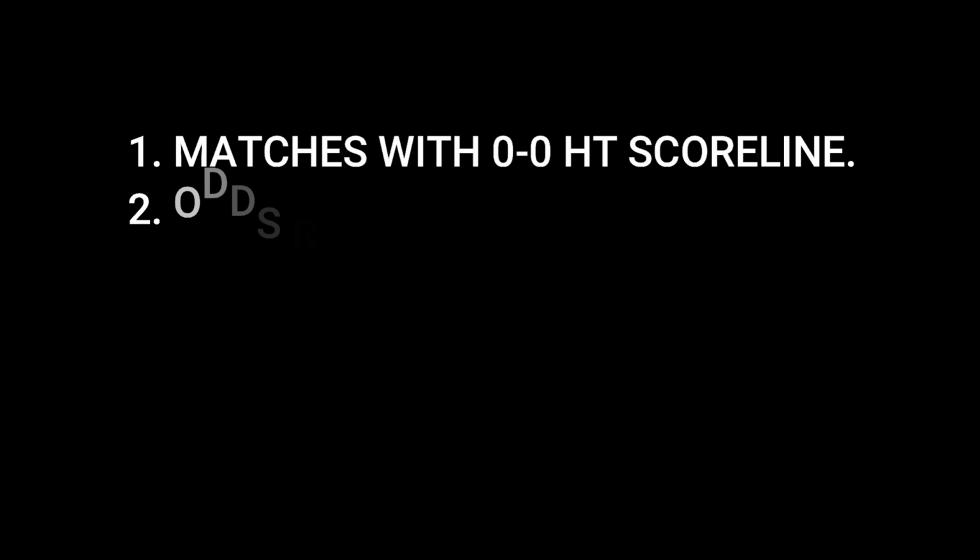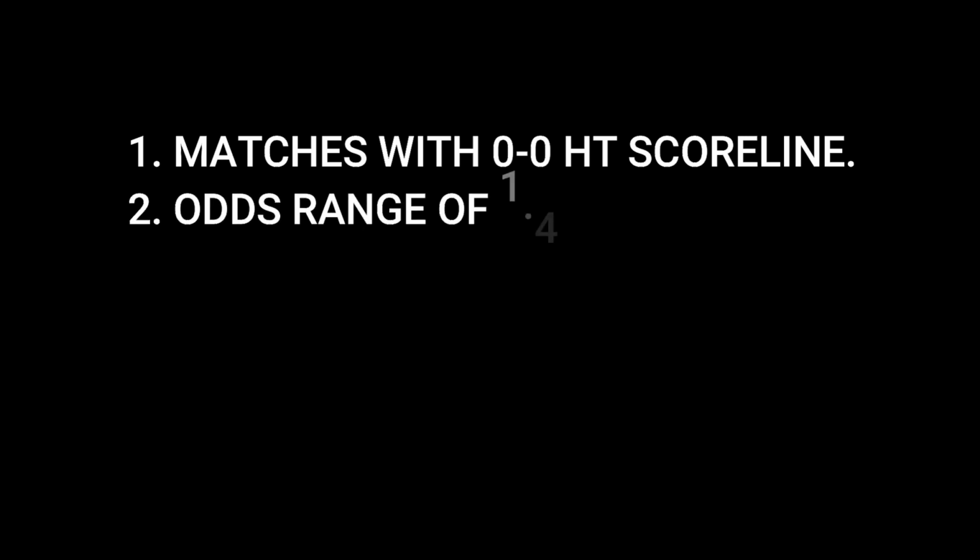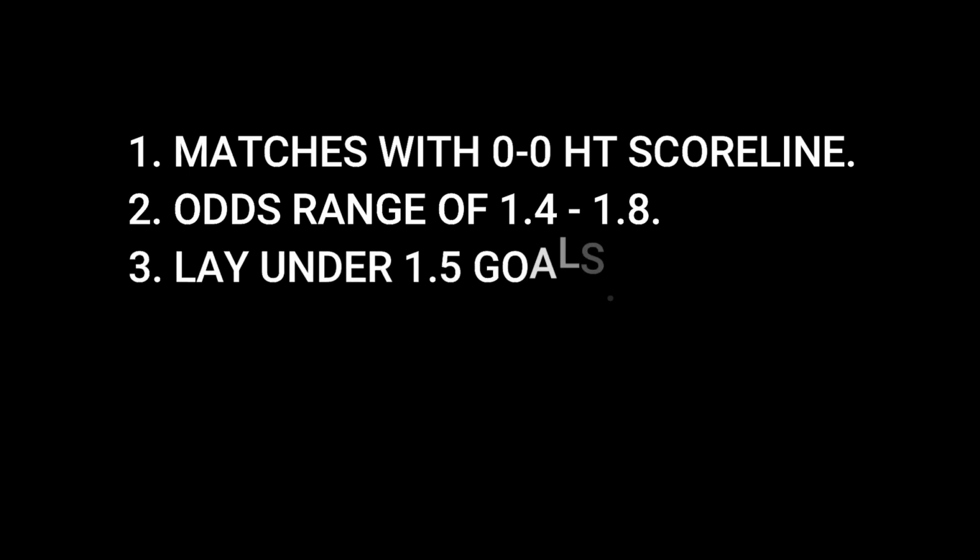2. We want an odds range between decimal 1.4 to 1.8. Some matches will have higher odds in this range if the market expects a second half goal. You can still lay at higher prices, but if there is a late goal, say in the 75th minute and beyond, the odds will never rise enough to reach your lay odds and will not yield a profit. So laying at the lowest odds you can at the start of the second half is something you should always try to achieve. 3. We lay the under 1.5 goals market.